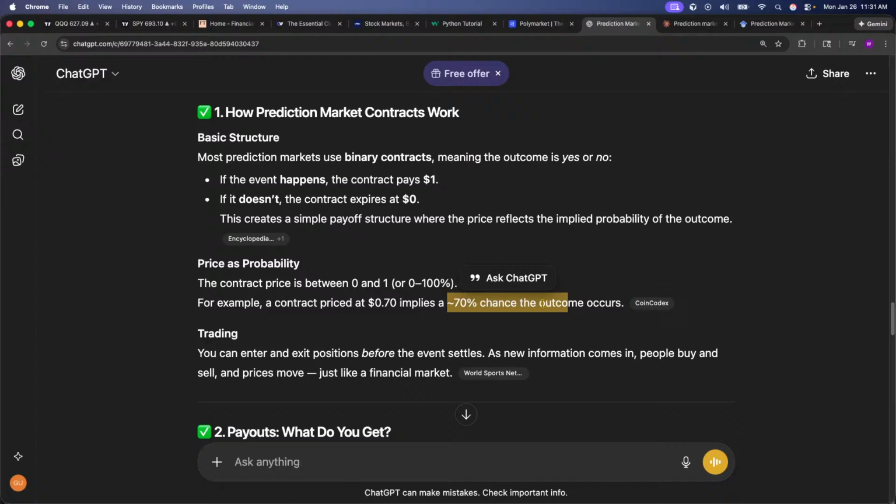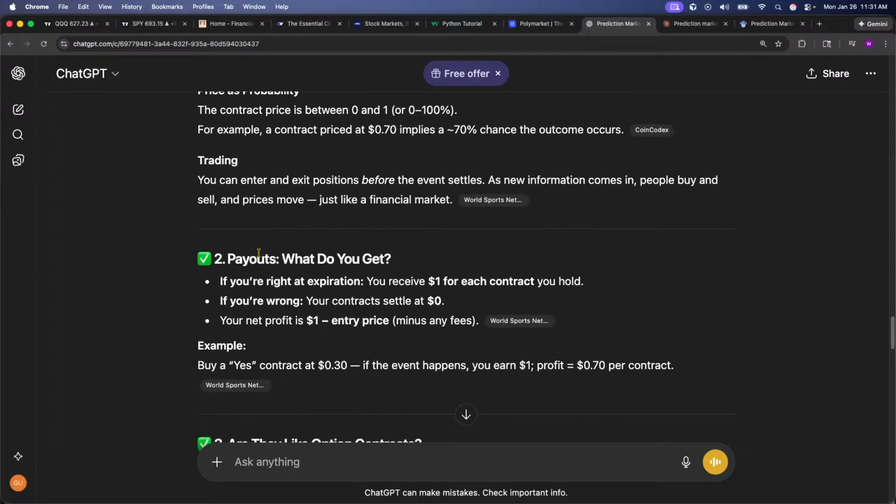You market make by making limit orders. Polymarket is... so anyone could start a contract? All right, let's keep going. You enter and you exit positions before the event settles. As new information comes in, people buy in and the price moves just like financial markets.